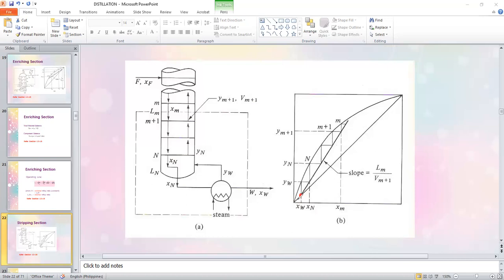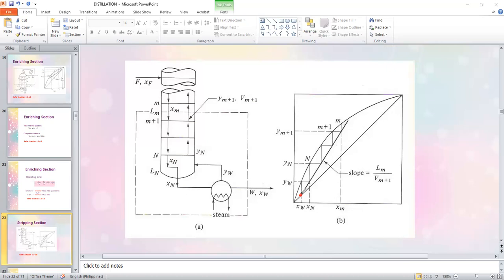Now, in the stripping section operating line, we have the slope as Lm over V sub m plus 1. Also, not given or specified in the problem. But take note, we don't do the stripping section operating line the way we do the enriching section operating line. What do I mean by that? We only need one information for the stripping section operating line, because this point that you have here projected on the 45-degree line will be connected to the point of intersection.